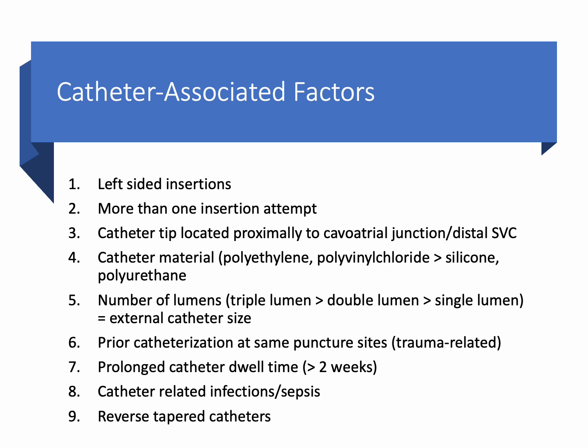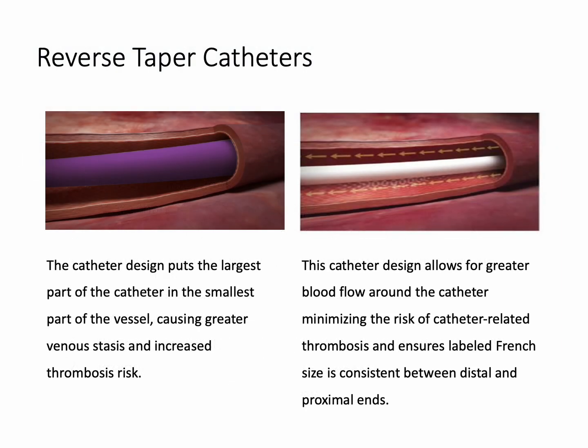So these are interesting factors that we need to consider as clinicians as we progress through our patient populations and ensure that catheter-associated thrombosis is being monitored accurately. Obviously, catheter-associated or catheter-related infection and sepsis and reverse taper catheters also have documented impact on catheter-associated thrombosis. Catheter design can also be potentially influential in thrombosis development.